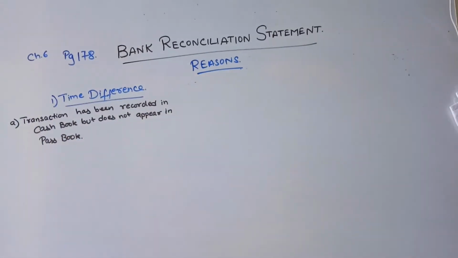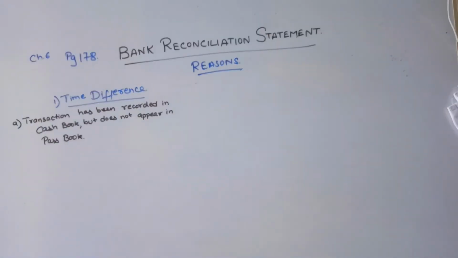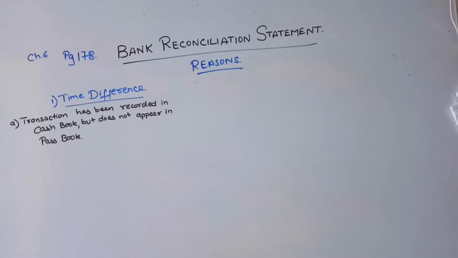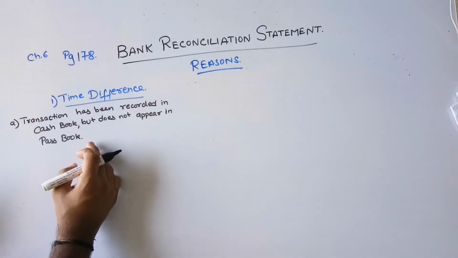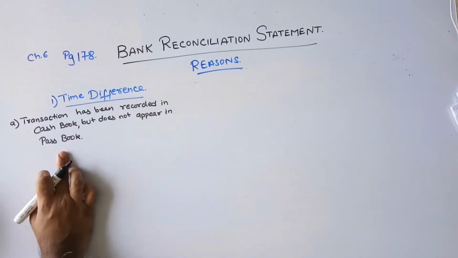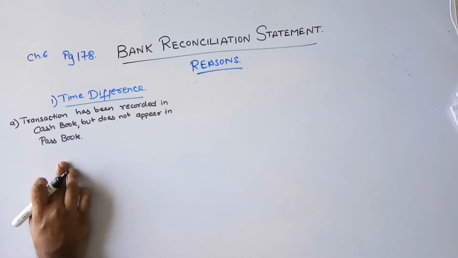Read it properly. Transaction has been recorded in my cash book. Okay, in the cash book I have recorded the transaction, but that particular transaction is not appearing in my passbook. That means this transaction has been recorded by me, only the thing is that the bank has not yet recorded it. Why can that be? Either number one, because I have issued a check, or else I have received a check to be deposited but yet not deposited. These are the two instances. So we'll note down those two instances.